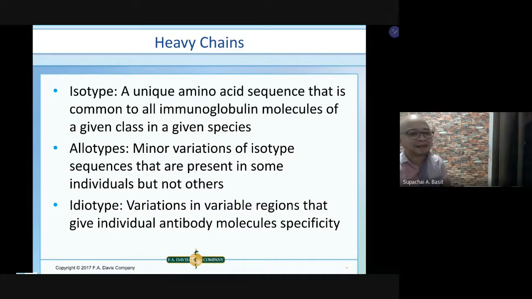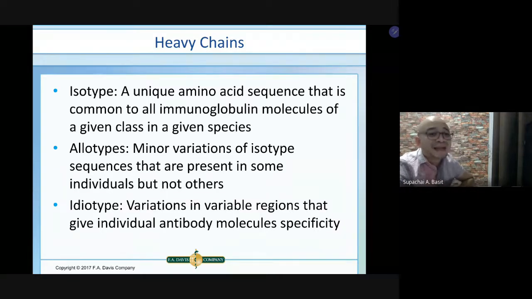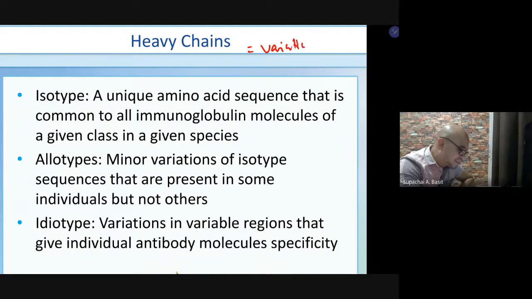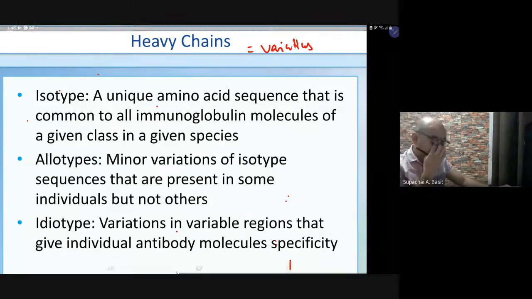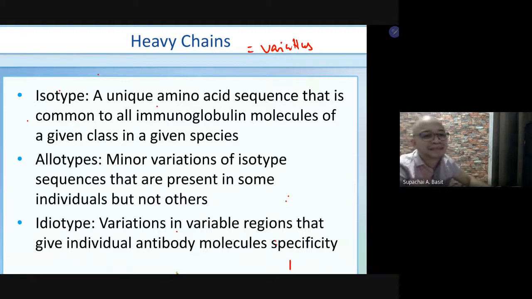Heavy chains, morphologically speaking, may also be categorized as isotype, allotype, or idiotype. These are the variants or the variations of the heavy chains. An isotype is a unique amino acid sequence that is common to all immunoglobulin molecules of a given class in a given species. That amino acid is present, for example, in the IgG of human. Allotype is a minor variation of isotype sequence that is present in some individuals but not in others.